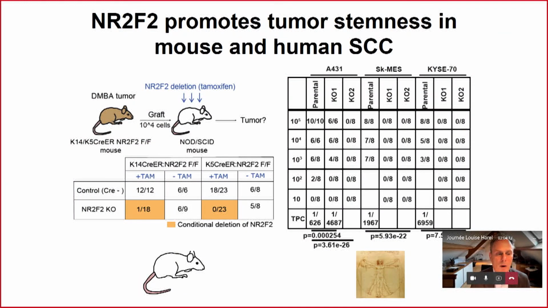So when we checked the tumor propagating cell frequency, which relates to tumor stemness, when we deleted NR2F2 there was a major reduction of the tumor propagation capacity of the tumor cells, both in the mouse and the human cancer, following NR2F2 deletion, suggesting that NR2F2 promotes tumor stemness in these models. Next slide. But much more importantly, next slide.